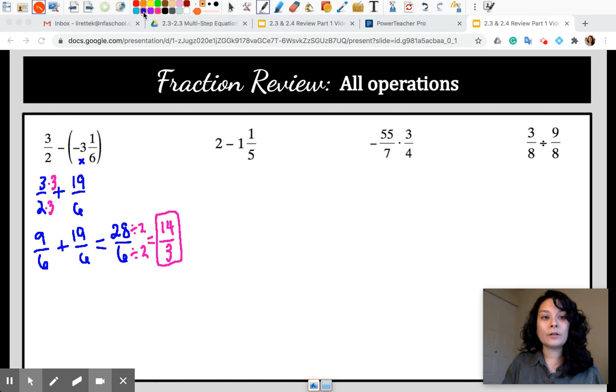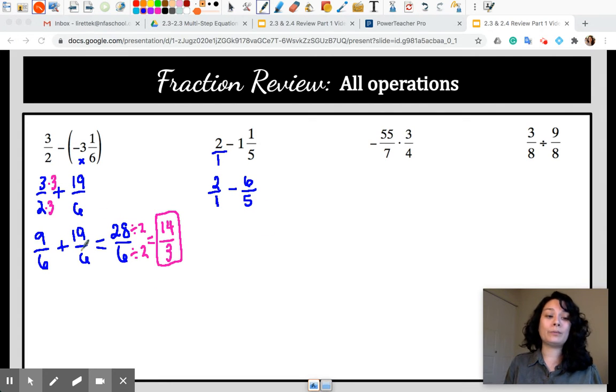Okay, so let's take a look at the second problem. Again, I see a mixed number, so I'm going to actually convert that. And I also see an integer. Now, when we're adding and subtracting with fractions, and you are dealing with an integer, I highly recommend putting that over 1, so that way you can see the denominator clearly. So I'm going to rewrite this as 2 over 1 minus, I multiply, then add, that's going to give me 6/5.